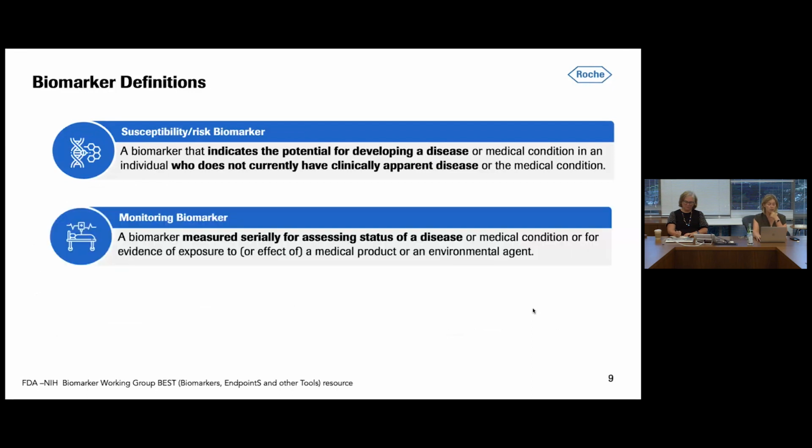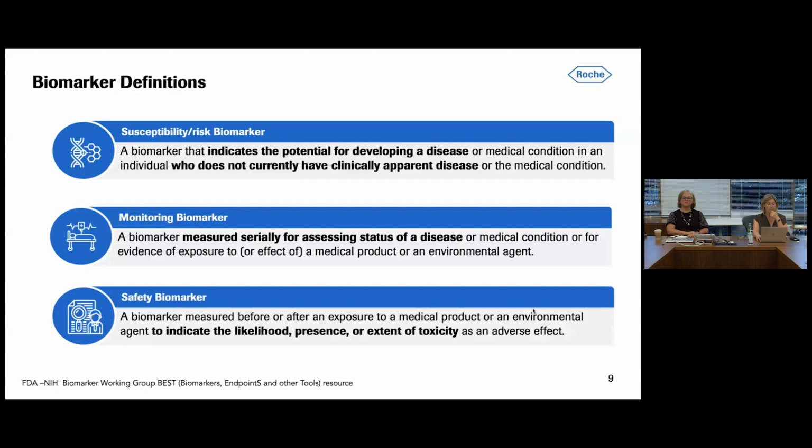A monitoring biomarker is a biomarker that is measured serially to assess the status of a disease or a medical condition or the effect of a drug over time. And so that is what you wanna measure if you wanna see if a drug works or if a patient is progressing in disease. A safety biomarker is a biomarker that is measured before or after an exposure to a medical product or an environmental agent to indicate the likelihood, presence, or extent of toxicity as an adverse event. I think that one is fairly straightforward as a definition, not always straightforward to find them for novel therapeutics.